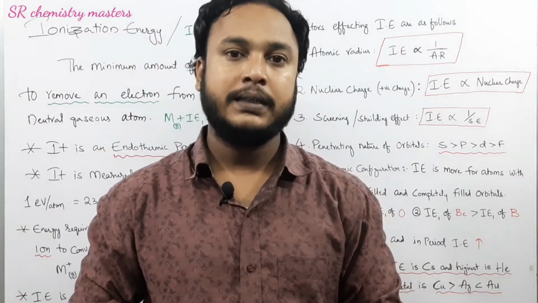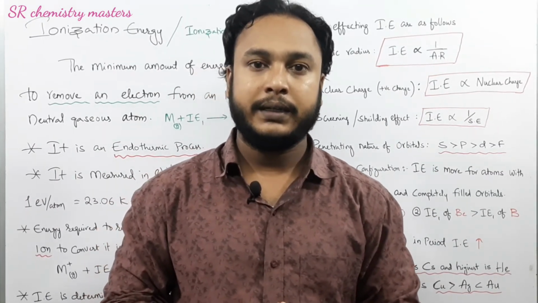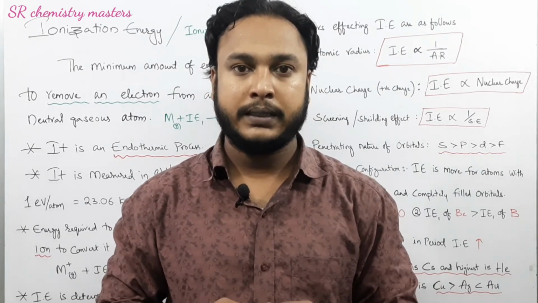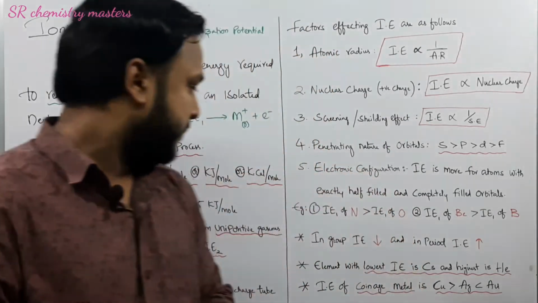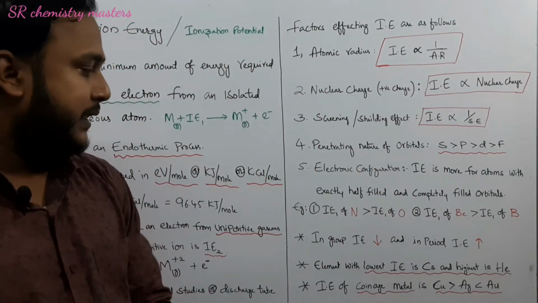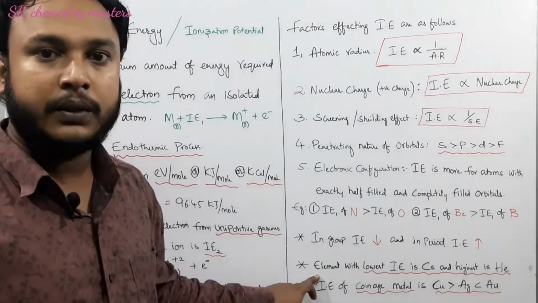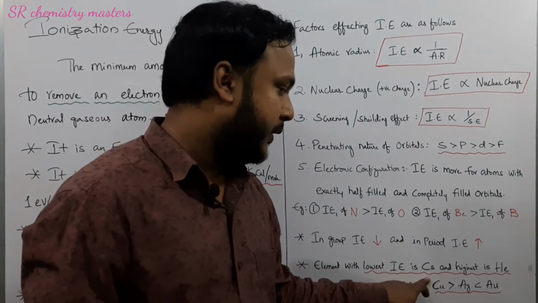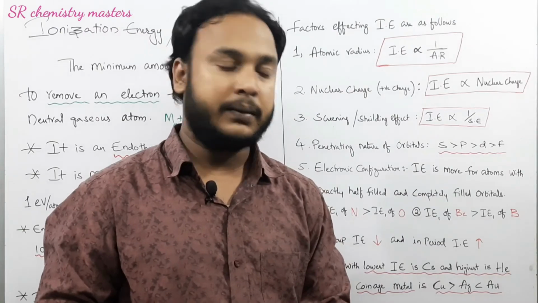As we have seen, ionization energy is inversely proportional to atomic radius. As the atomic radius increases, ionization energy decreases, whereas as the atomic radius decreases, ionization energy value increases. If we see the lowest and highest ionization energy values in the periodic table, the lowest ionization energy value is for cesium, whereas the highest ionization energy value is for helium atom.